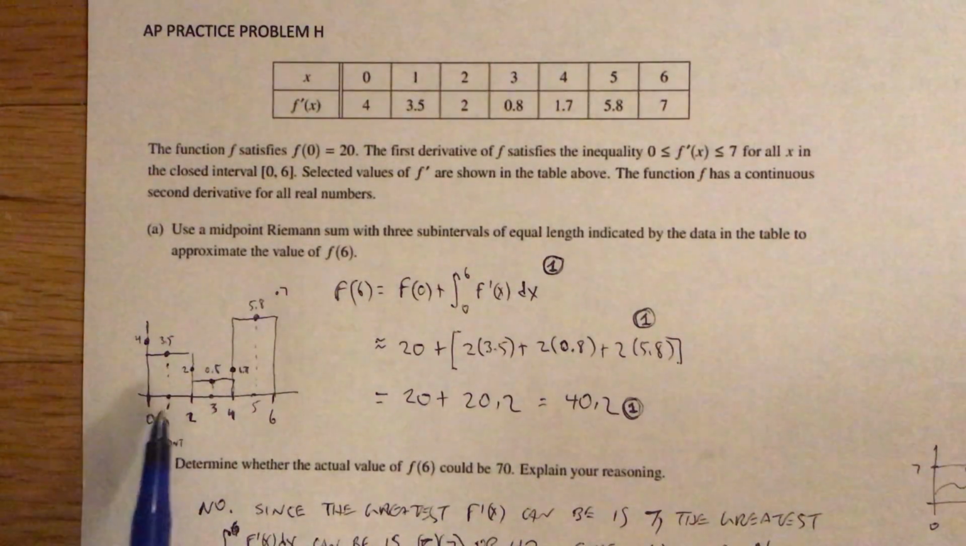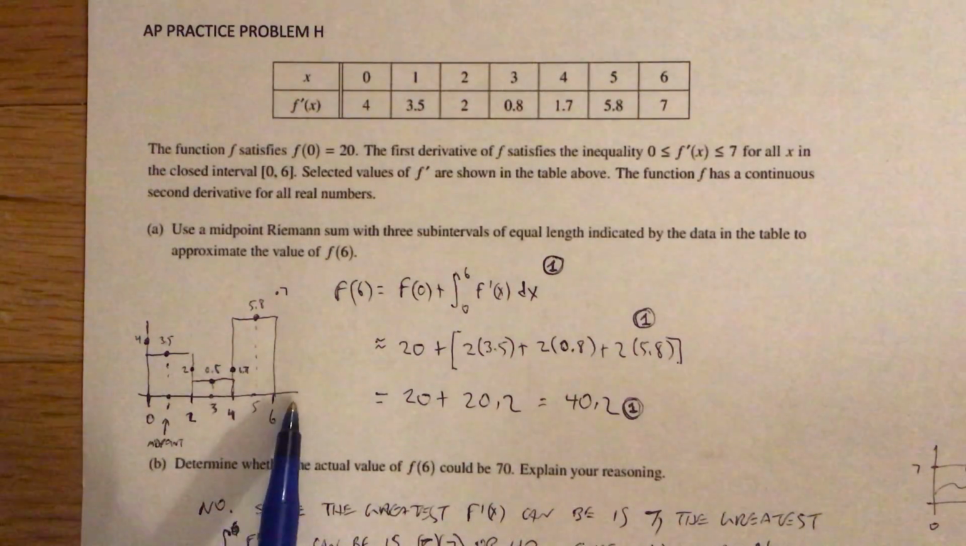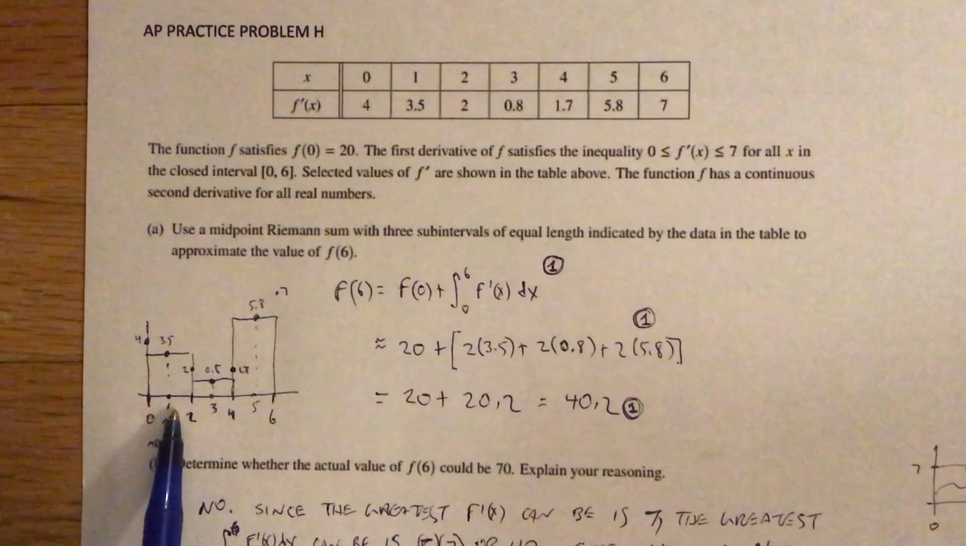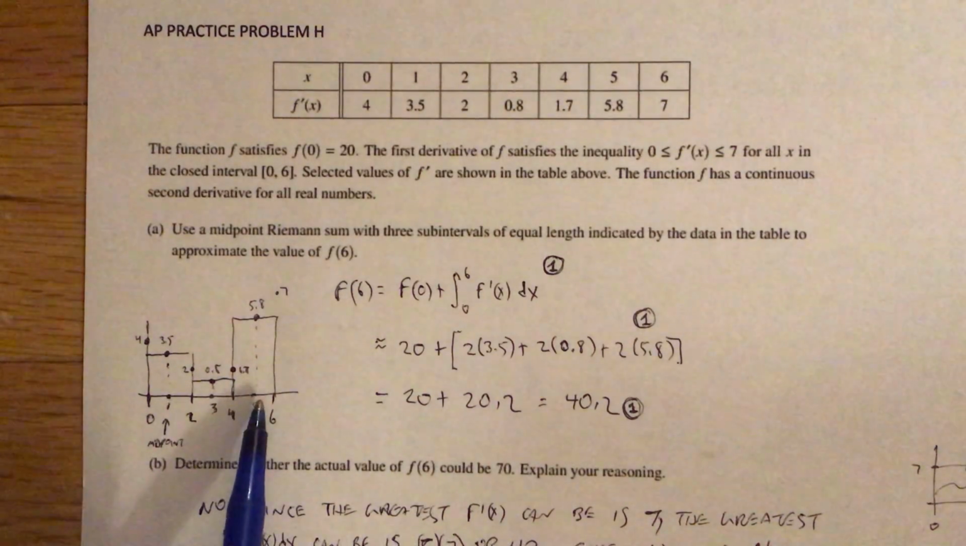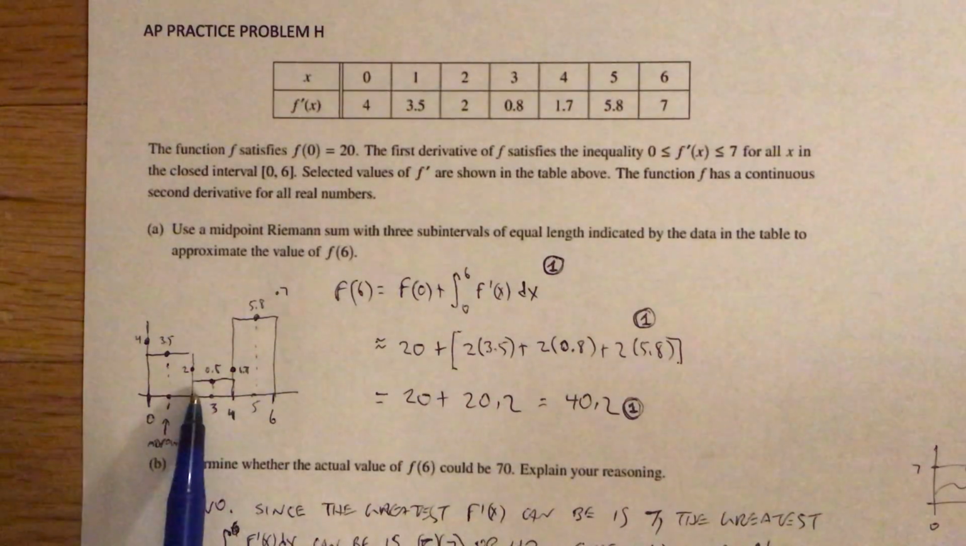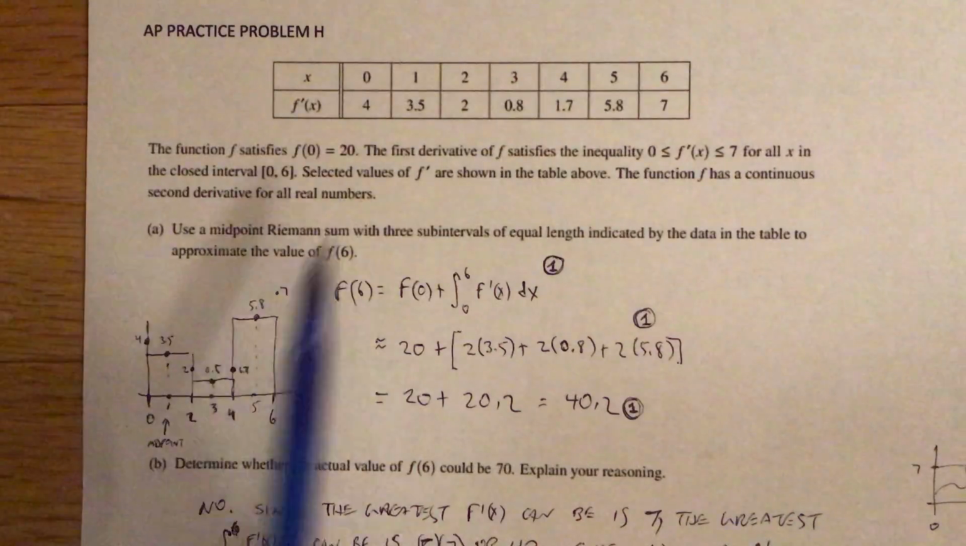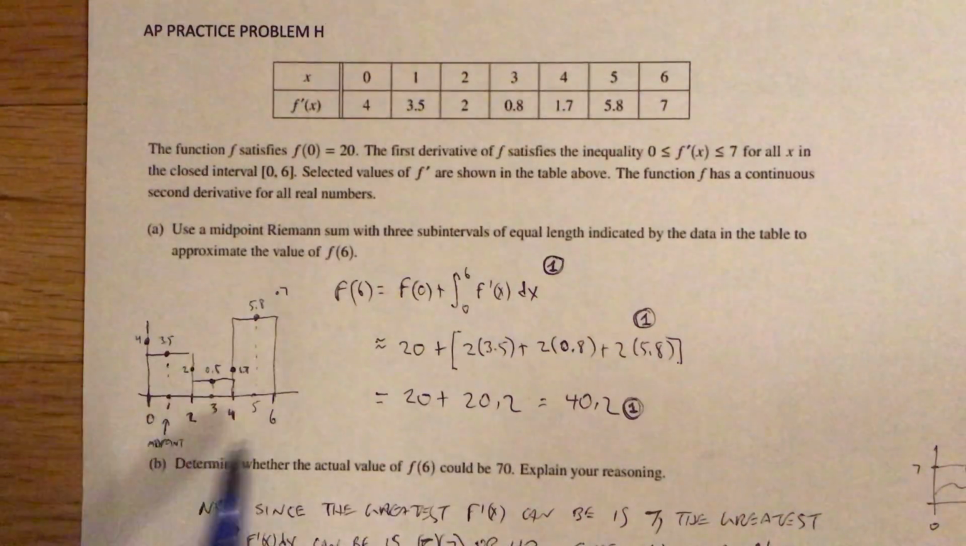I did it over here to draw a little picture of it. Here are my 3 intervals, 0 to 2, 2 to 4, 4 to 6. The midpoints of those intervals are conveniently 1, 3, and 5. So if I'm going to make midpoint rectangles, I want them the width of the interval, so they're all width 2. And I want them the height of the midpoint. So the height of the midpoint is given, because this is the derivative.